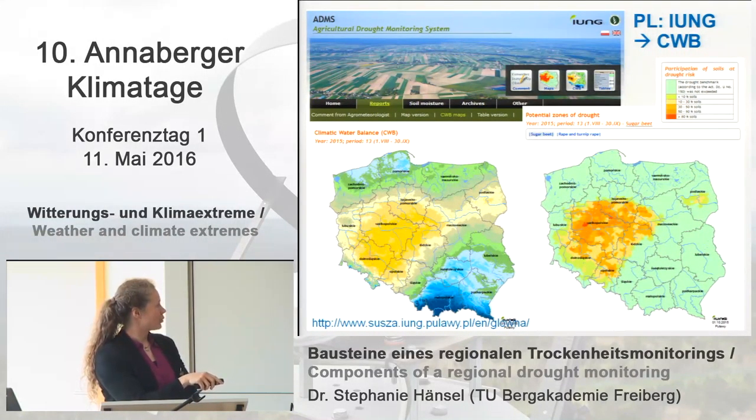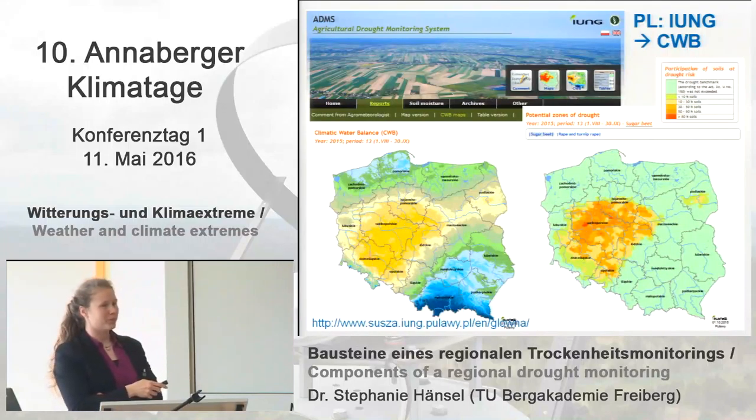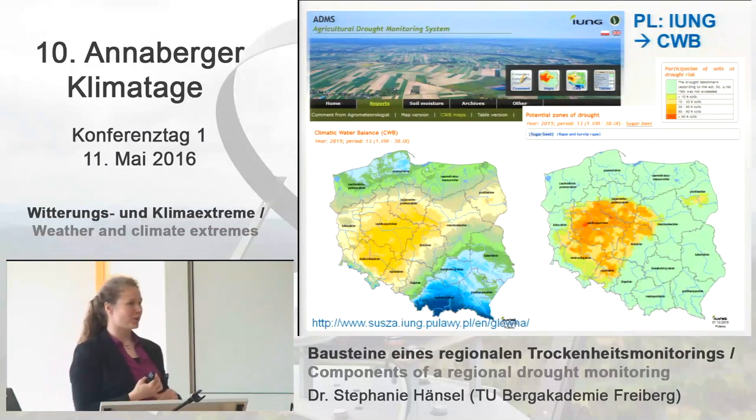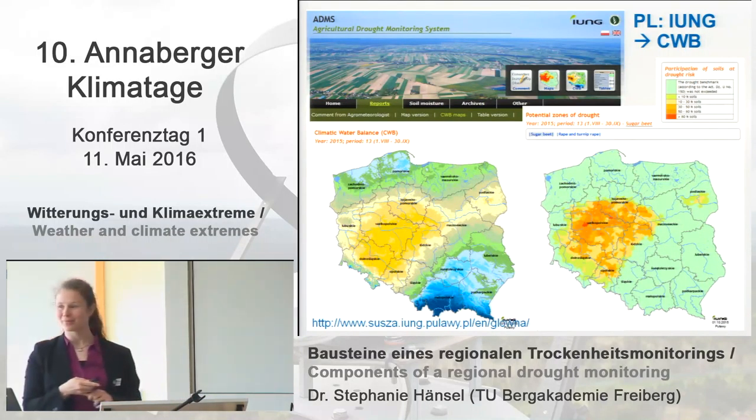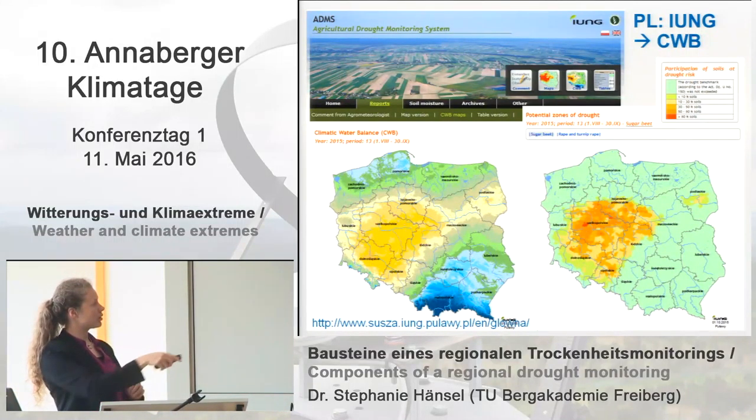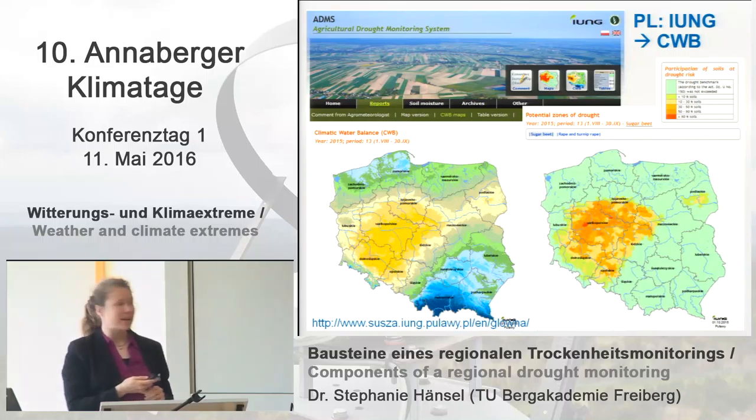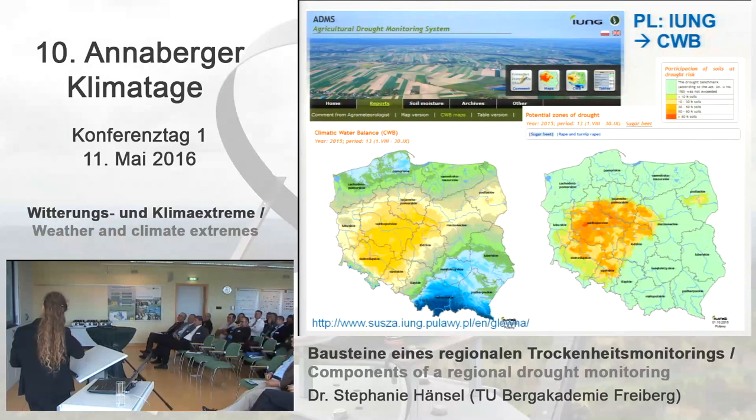Here in the western regions of Poland, you see a clear dryness, which can also be seen in terms of agriculture. These are potential drought zones, and you can select the crops you wish to see. As a period, August. From August to September, this is the period here, a 2 month period.